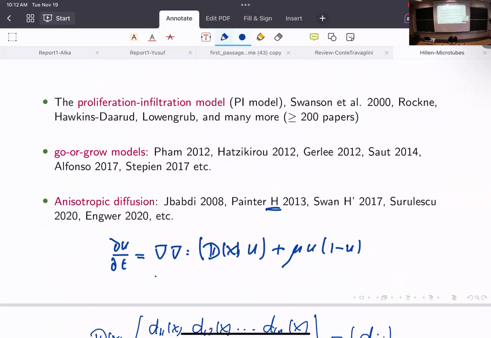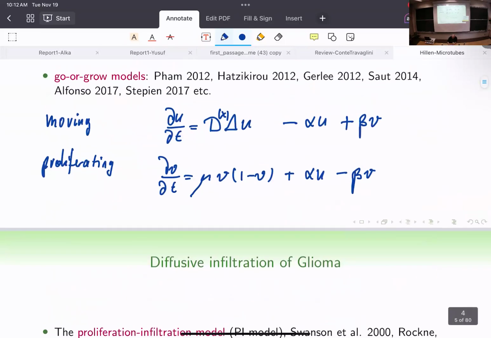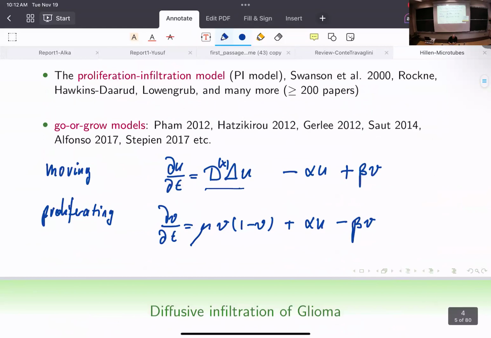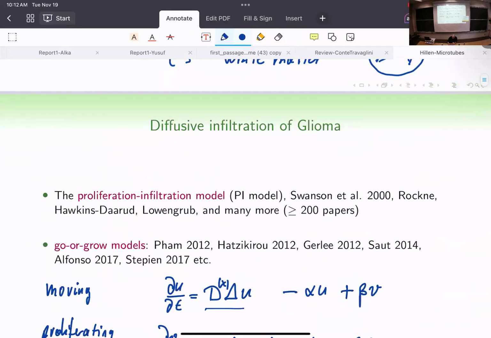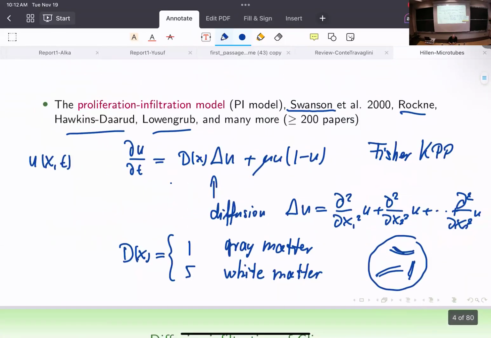So yeah, let's go back. Here we have an anisotropic diffusion term. Here we have split it up between a diffusing compartment and a growing compartment. And here, this is the simplest case. We have them together in the isotropic form.